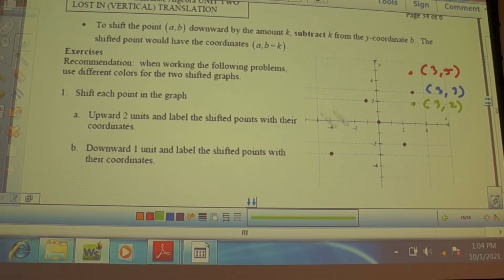Right, so you guys can do that for the other 4 points. Everybody good with that part? You're going to label the first point, and then you're going to shift it up 2, label that one, shift it down 1, label that one. Just like I did with this point. Okay, next part.